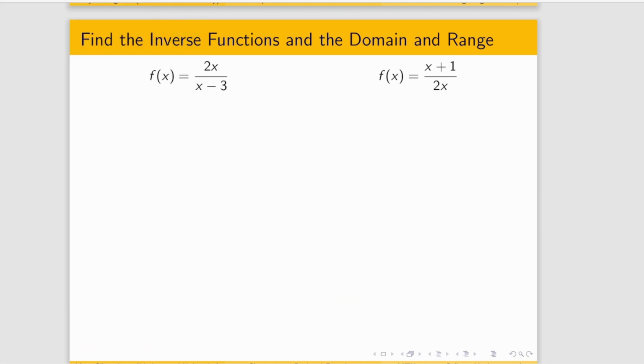So let's practice some of these inverse functions a little bit more with rational functions. I'm going to encourage you to pause your video and try both of these on your own before we go through them together.